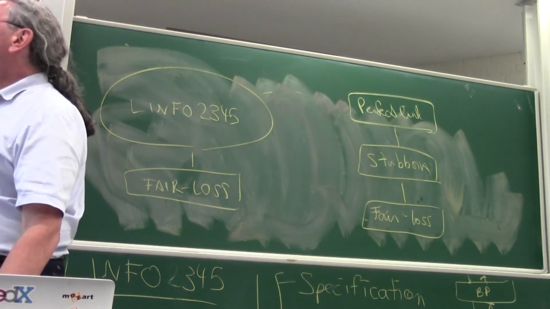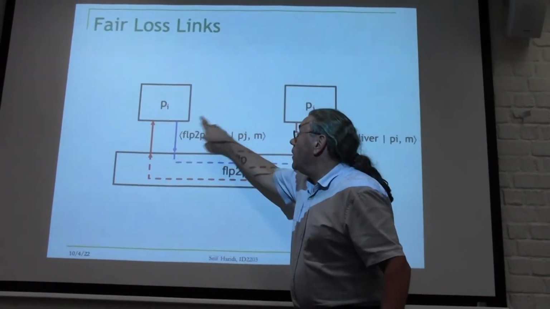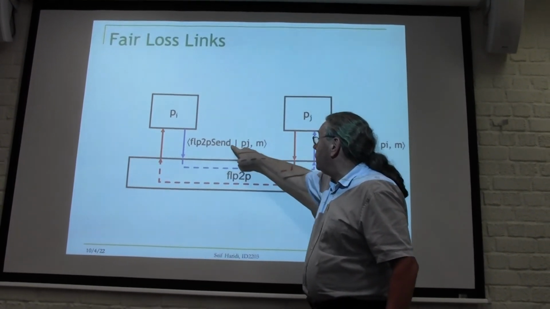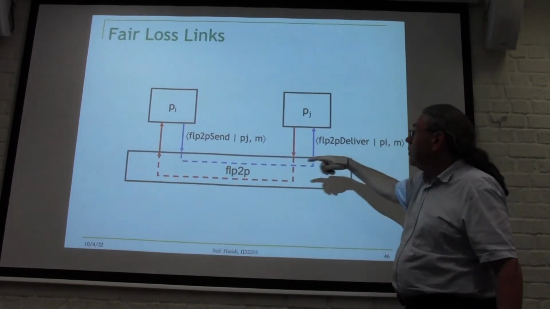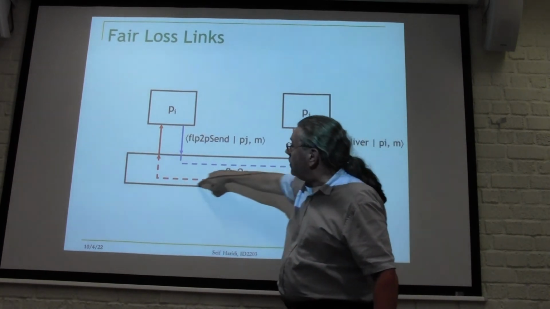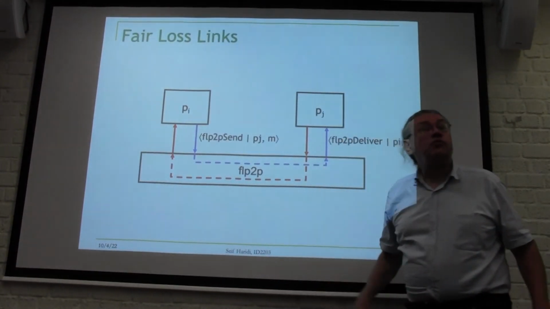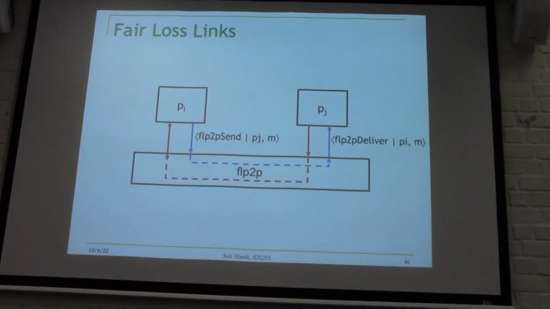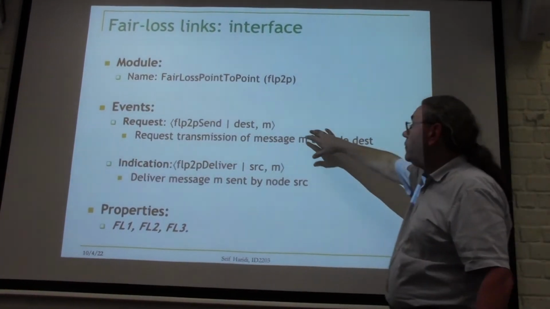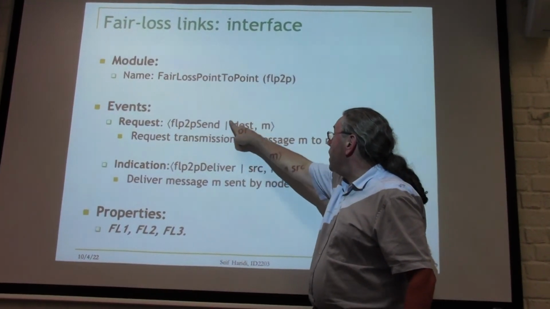So let's start. Fair loss link. This is what it looks like. I have 2 nodes, I and J. This is the interface. I have fair loss point-to-point send and a fair loss point-to-point deliver. So I do a request here, and there's an indication coming here. And I can also do it in the other direction. This box, this rectangle, is assumed. It's something that the system gives me. This is the interface. There's a request, fair loss point-to-point send. This is the name of a destination node.